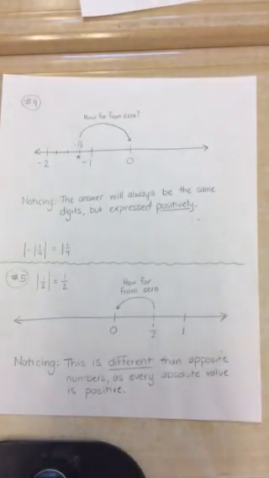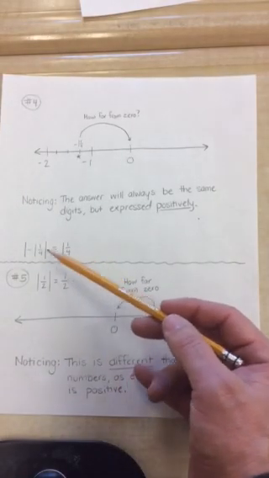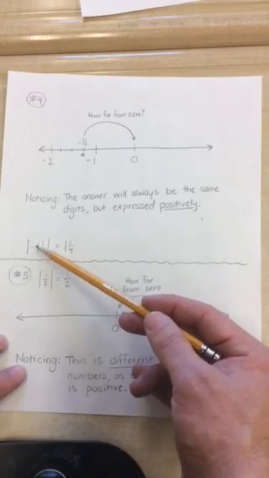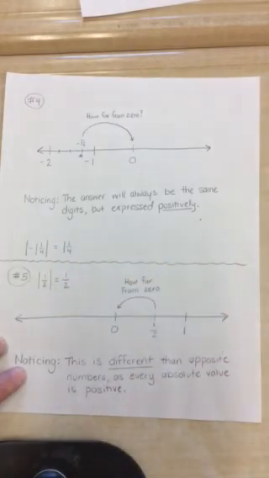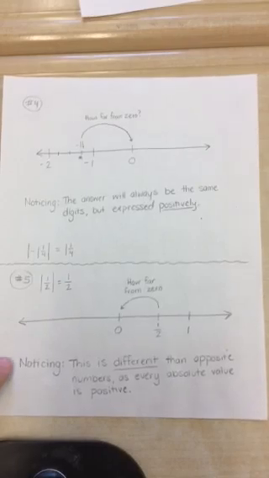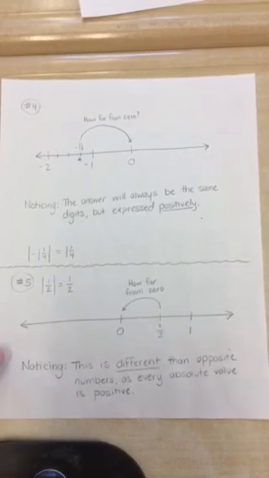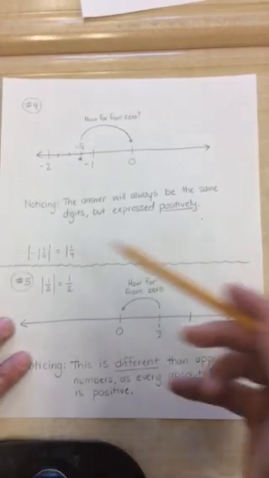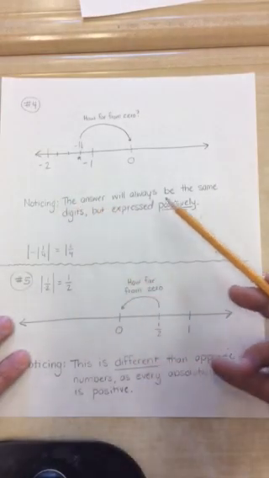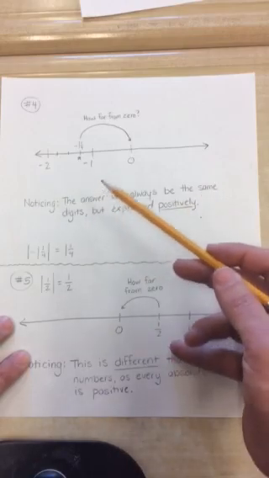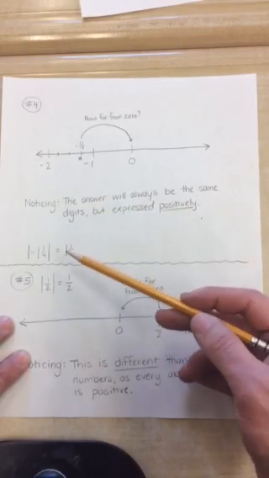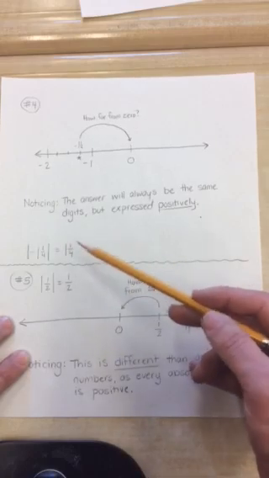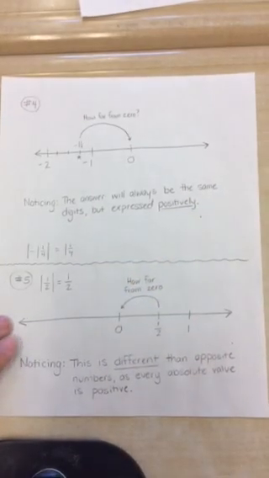So let's try another one of these. Let's go to number 4. Some of these problems will give you something like this. I already wrote the answer down, but you will have something like this. What is the absolute value of negative 1 and 1/4? One thing that I imagine some of you are noticing is that the absolute value of a number is just simply the number itself, but expressed positively. So I wrote a little noticing here. The answer will always be the same number, the same digits. So the answer is going to be 1 and 1/4, but we don't put a negative sign because this is truly distance. You can't write distance as negative.